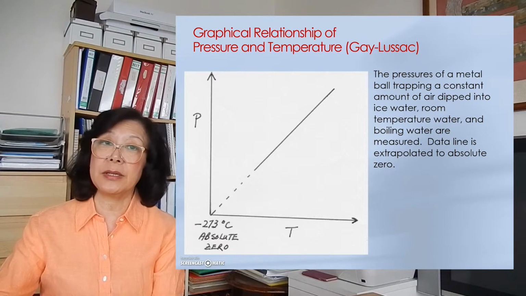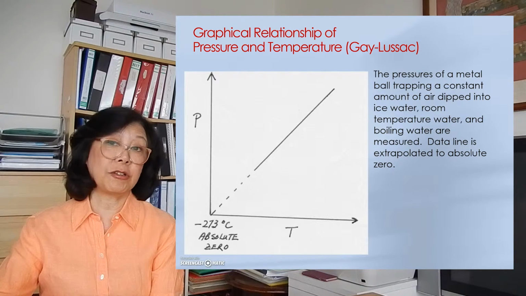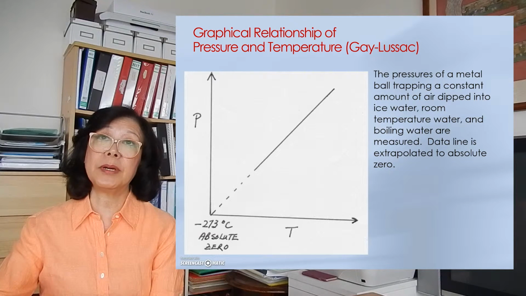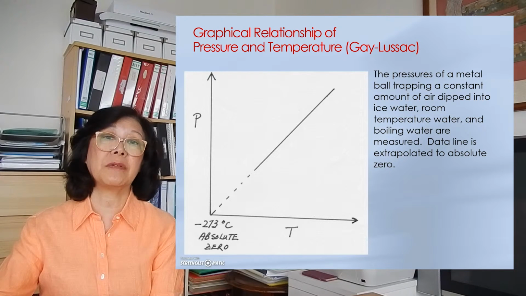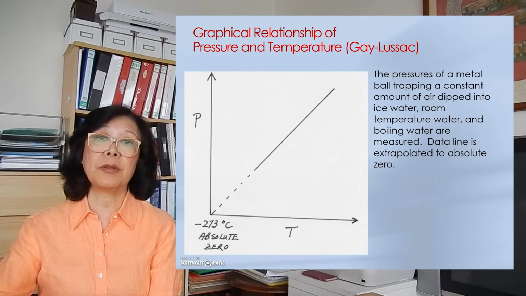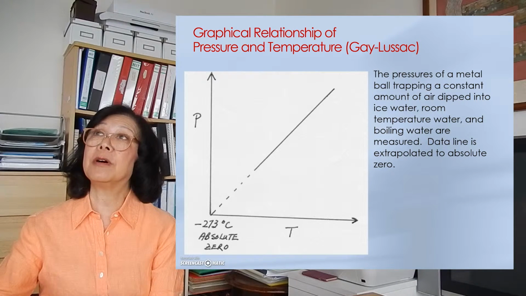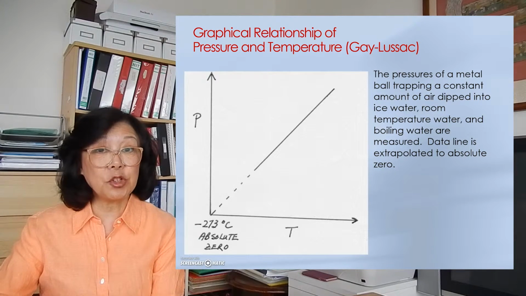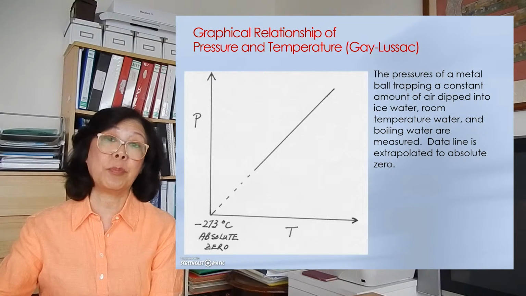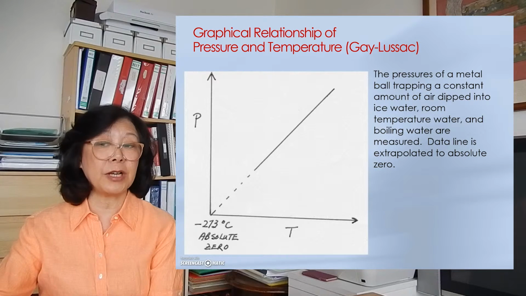Now, how do we obtain the data in the lab? We take a round metal ball that's connected to a pressure gauge. In the round metal ball, it traps a number of moles of air molecules. We then put this metal ball into water at 3 different temperatures: at 0 degrees C for ice water, at 25 degrees C at room temperature, and at 100 degrees C for boiling water. Now we have 3 data points to draw the straight line for extrapolation.